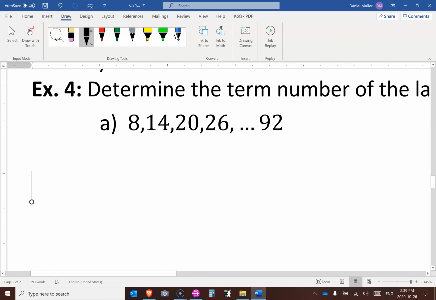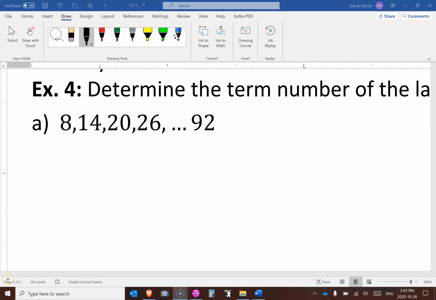So in this case, what we need to do first is just label what we know. That way it gets a little bit easier to figure out what we don't know, even though I've already told you. So T1 is 8. That's our first term. D here is the common difference. Like I said, pick any term, usually T2, and subtract the first term, T1. In this case, it's 14 minus 8, which is 6.